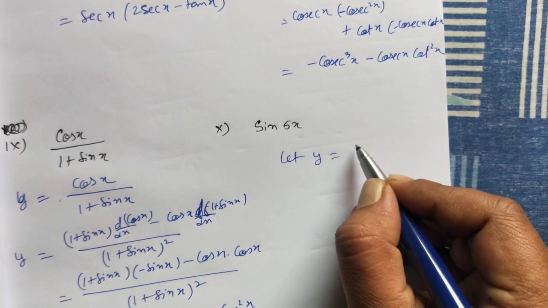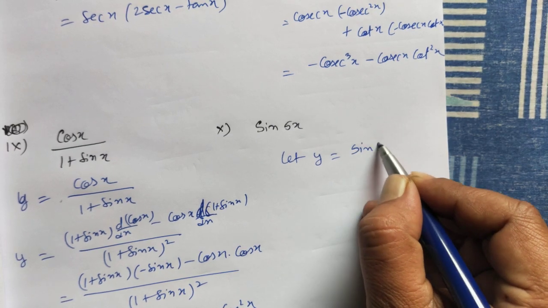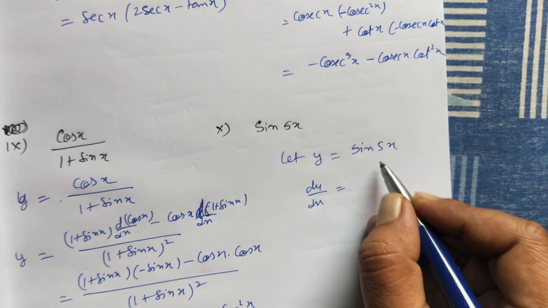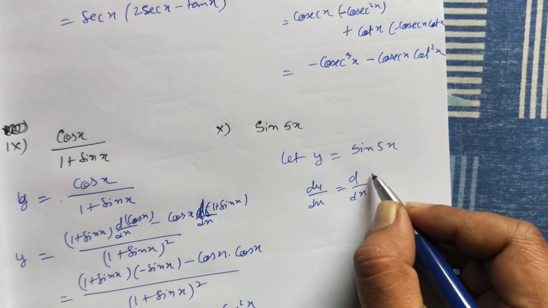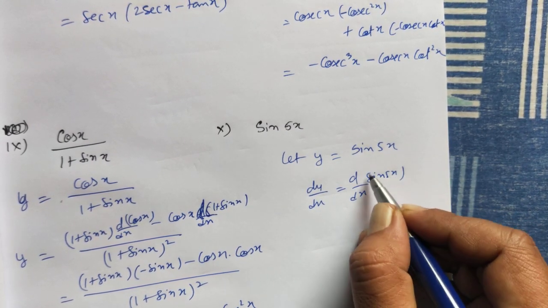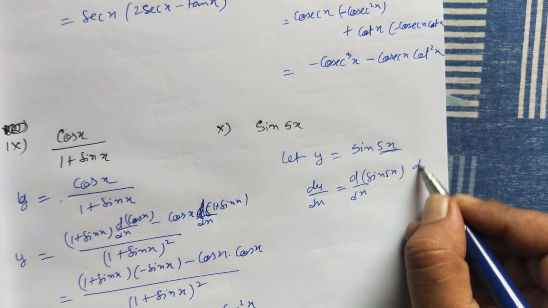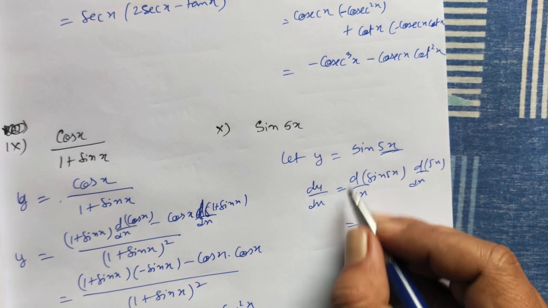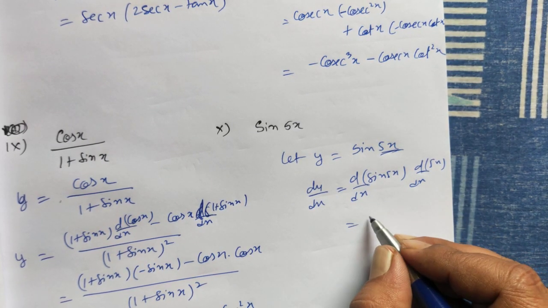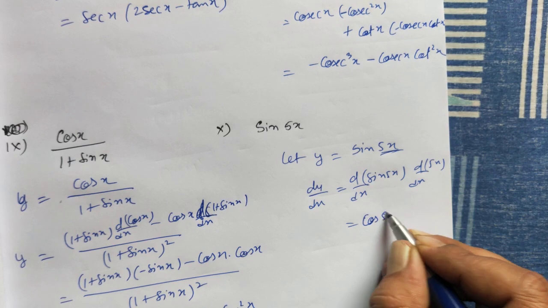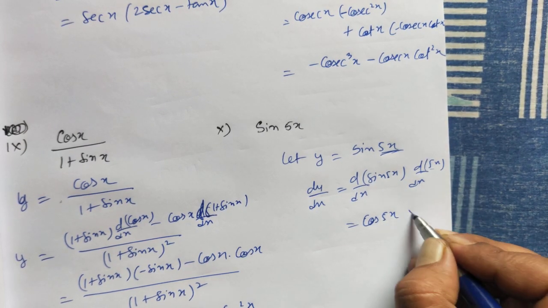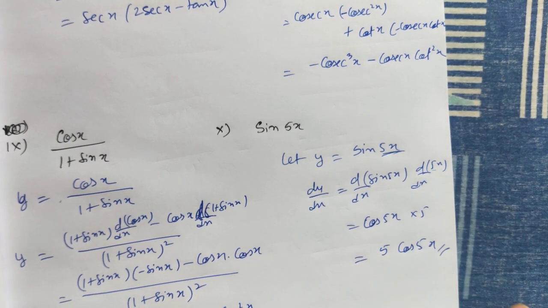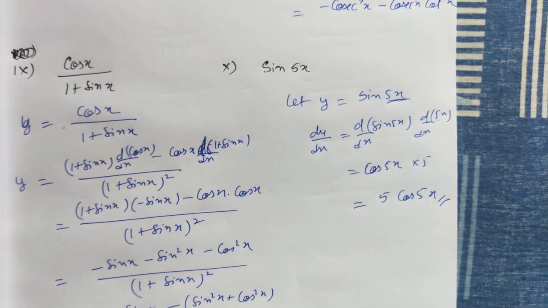Let's do this one. Let y equal to sin 5x. First we have to derive as a whole, and we have to derive the inside 5x also. So when you derive this one as a whole, it will be cos 5x, and when you derive the 5x, it will be 5. So the answer is 5 cos 5x. This is your final answer. You can pause the video and write the solution. Thank you.